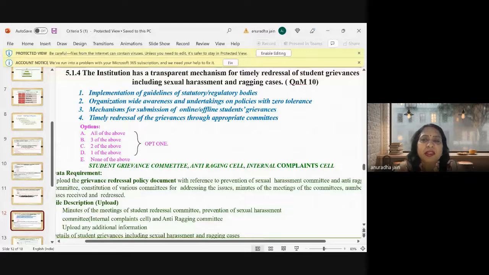So in this quantitative metric, they ask that the institution has a transparent mechanism for timely redressal of student grievances, including sexual harassment and ragging cases.